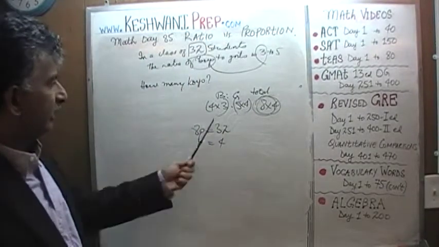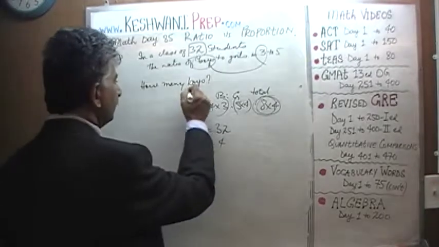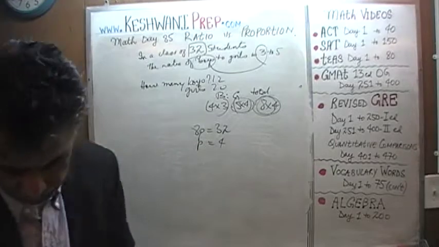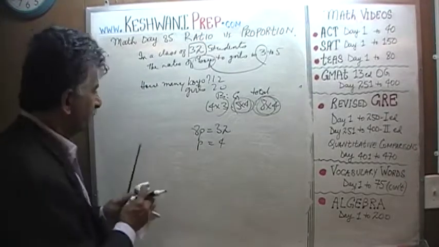So how many boys do we have? We have 12 boys. How many girls do we have? We have 20 girls. How else can they ask the question?